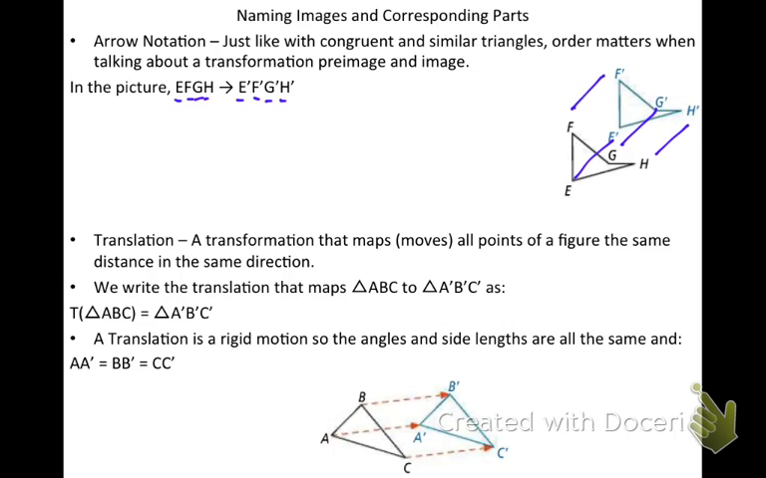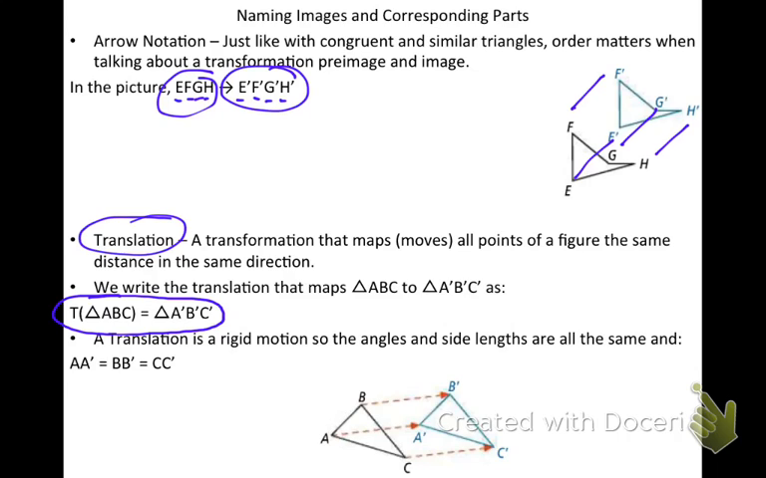And so when I'm mapping them, again, my arrow's telling me that I'm going from, this is my pre-image, this is my image, I'm going from one to the other. Translation is going to be a transformation that moves all of my points the same distance, same direction. So I'm just moving my image. This is the way that we're going to write this.